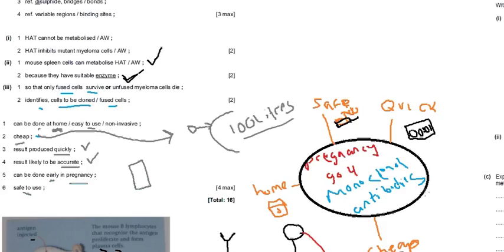And then we can go on to continue other points, such as it's accurate. It gives us the answer always. Correct, accurate. And then, can be done early. Early method. So when the womb is still, I mean, the child is still very small, this can be done.